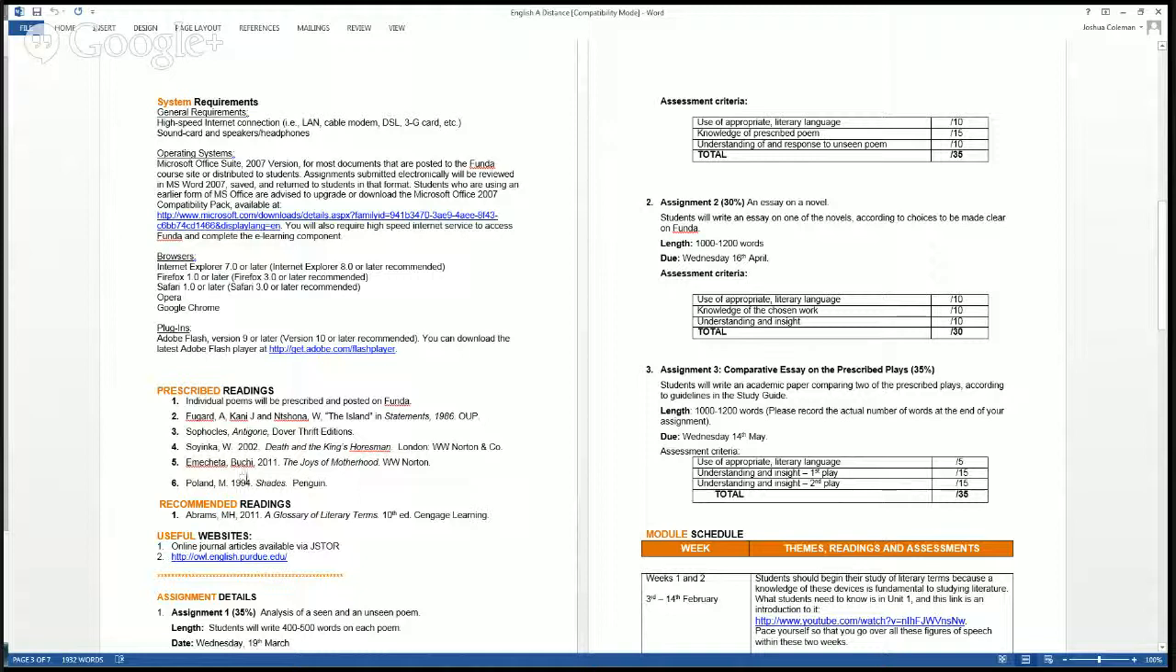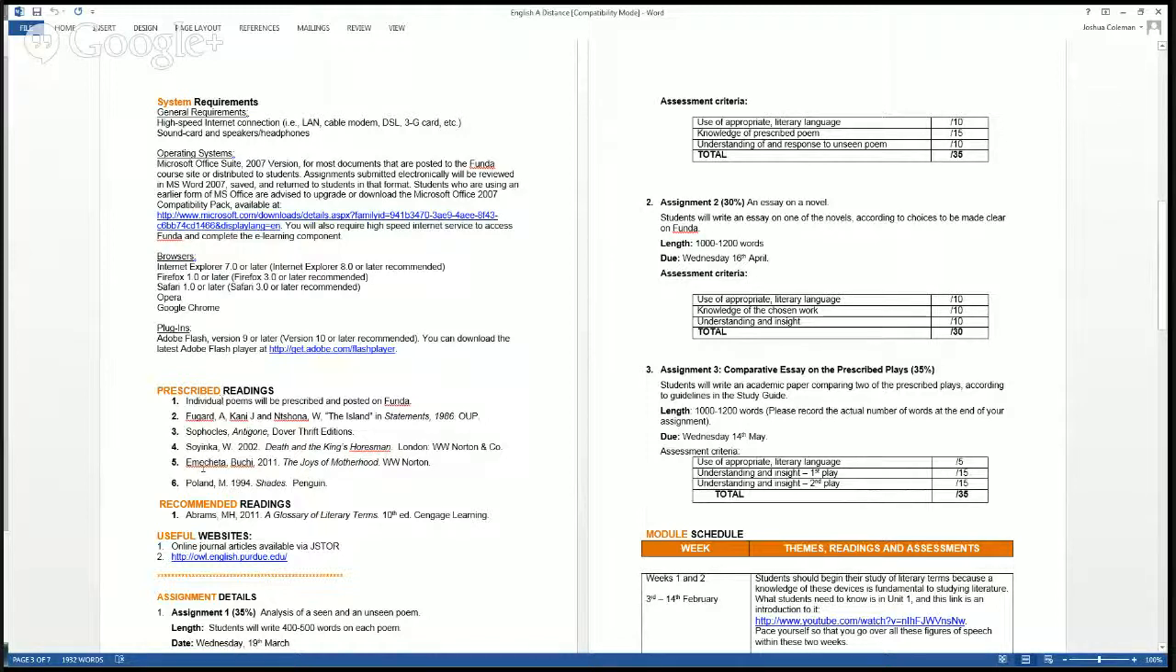start reading those soon. I have put into Funda some extracts from these novels, but obviously for copyright reasons, I couldn't put all that much onto Funda, and it's not enough to read those extracts and then try to write the essay. You won't be able to be very successful with that.